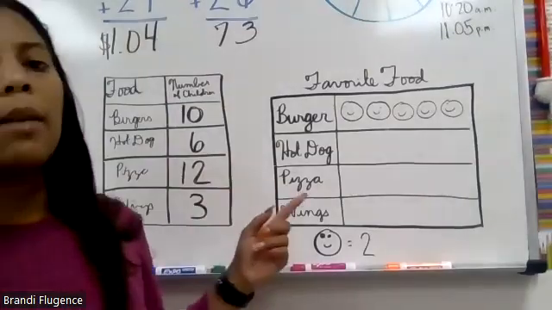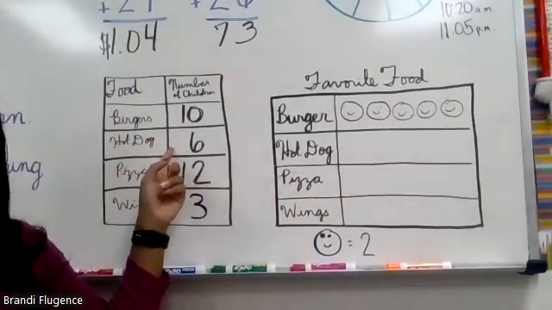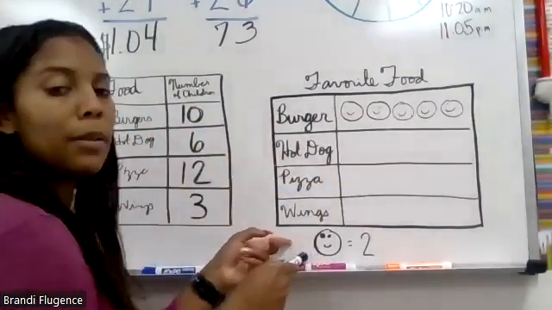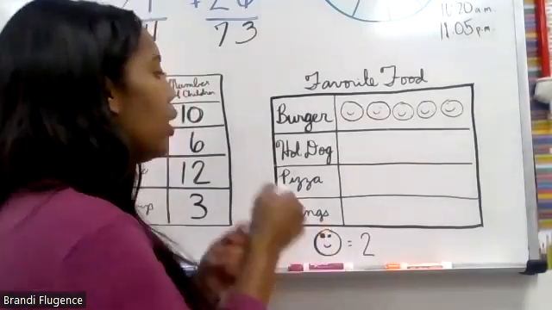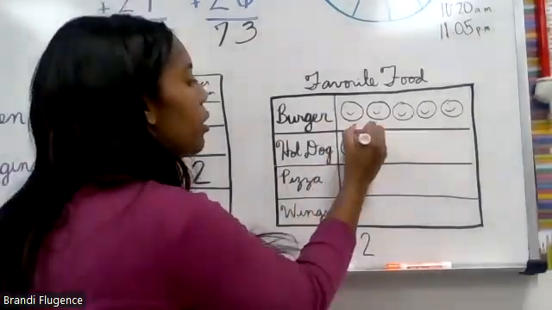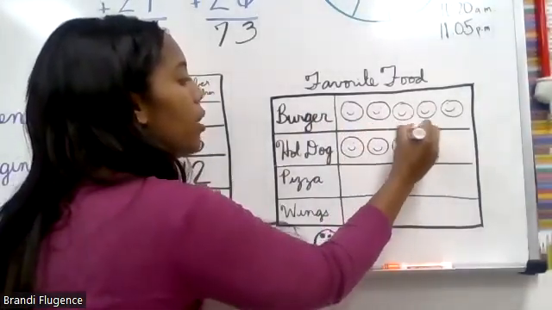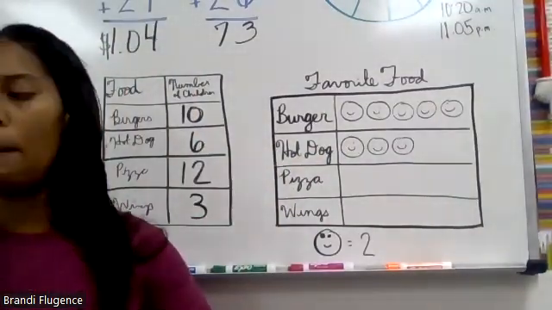Okay, so let's go ahead and keep on going. So now we have our hot dogs. How many children said they like hot dogs? 6. So let's put it into our graph using our picture. Remember, our smiley face is the picture, and how many is each smiley face? 2. So this is 2, 4, 6. 6 children. 2, 4, 6.